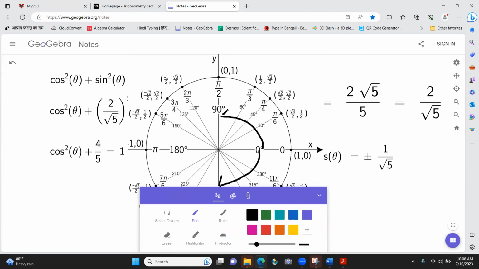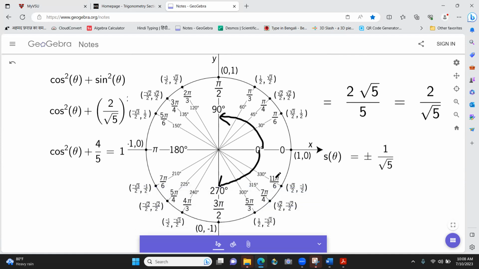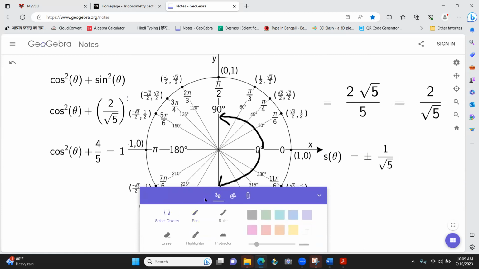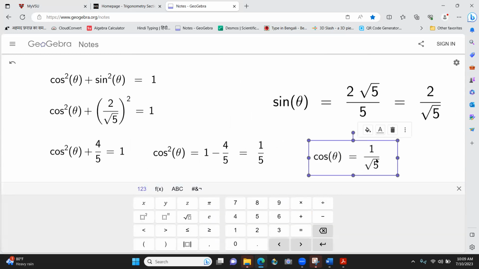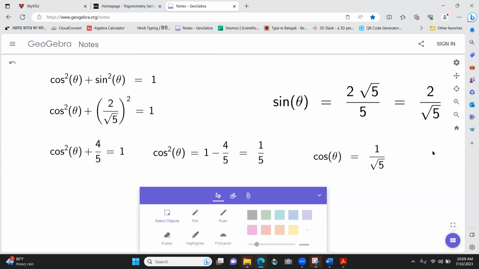It doesn't really matter. Cosine will always be positive because in the first and the fourth quadrant, cosine is positive. That's how I know it is positive, and I don't have to guess. If you guess, half the time you'll be wrong. So now I know for sure, I don't need plus minus. It is plus. Now I have the cosine value.